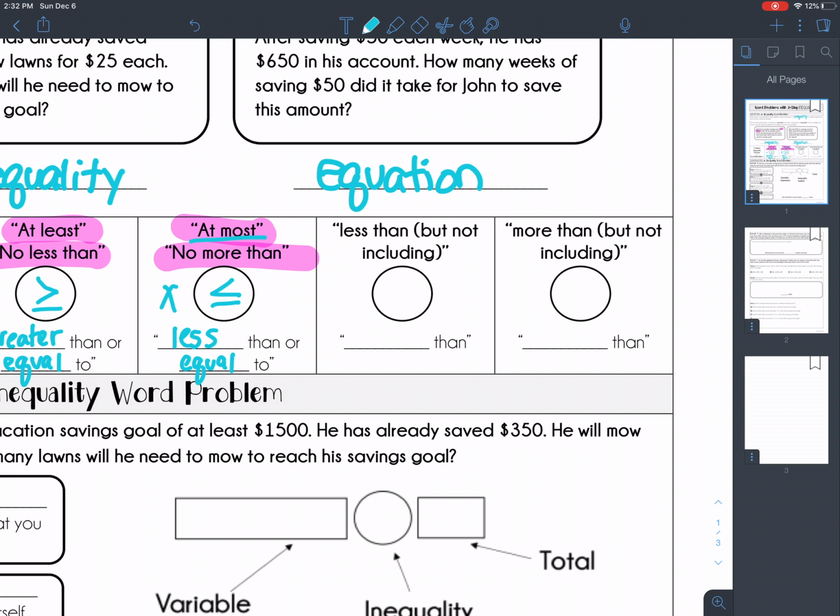And our last two, less than and greater than. It is important to point out that these mean "but not including." So remember that if we are not including the number, if I need to make more than something, I have to go over that. I can't have that exact amount.